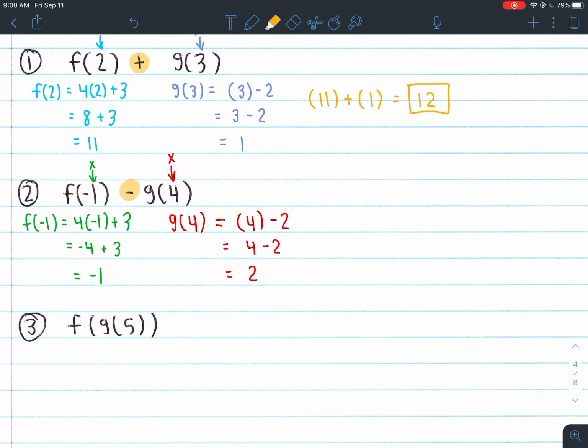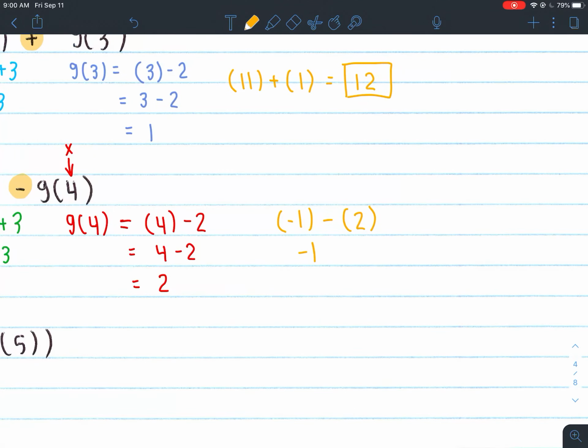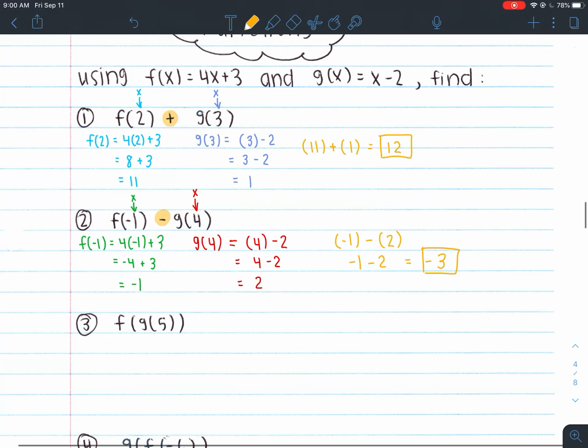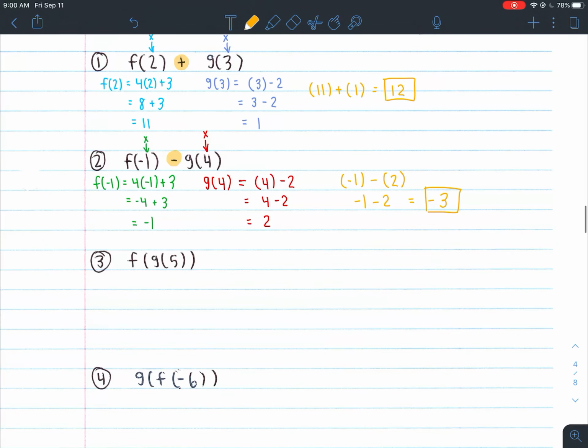Now, what am I doing with these two? I am subtracting them. So I'm going to be super careful with this one. Negative 1 minus 2. Well, this just simplifies to negative 1 minus 2 like this, which equals negative 3. So that's going to be my simplified expression here. All right.